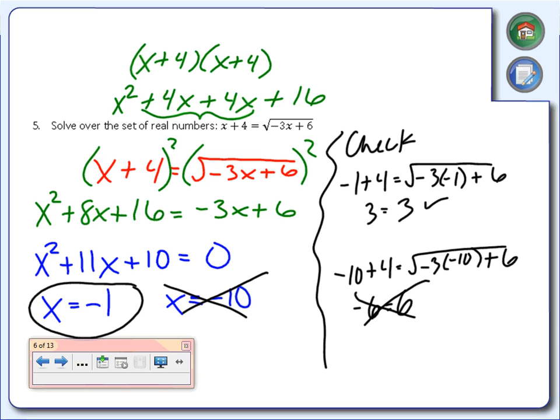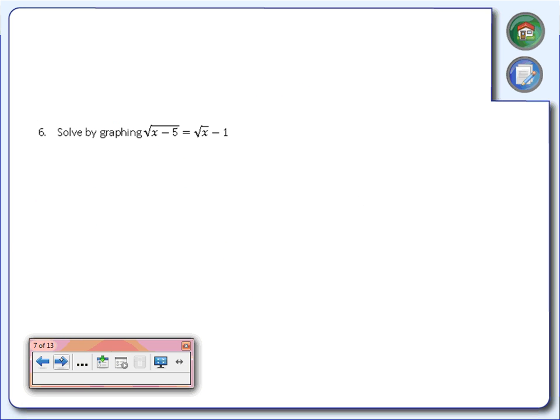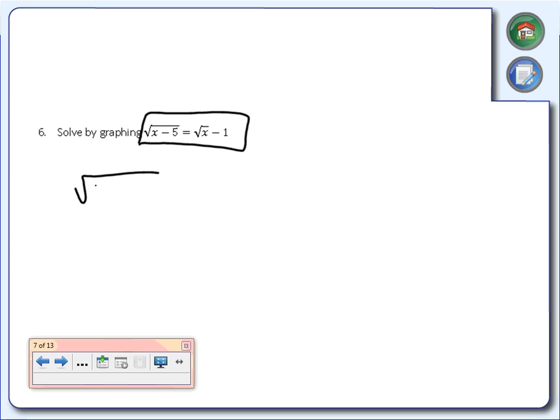All right, we got one more to look at, number 6. Number 6, we're given the equation square root of x minus 5 is equal to the square root of x minus 1. Now, this right here, guys, was actually your challenge problem on your homework from Friday. If we try and do that by hand, it is possible. We could take both sides and square it. The problem is when you try and square the right side of the equation, it can get a little tricky here. So there is a shortcut that we can take to find the solution, and that's by graphing.